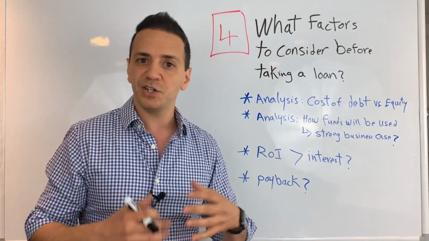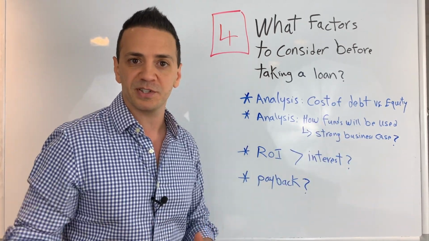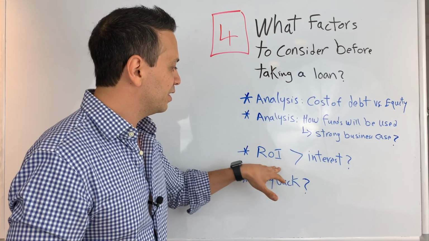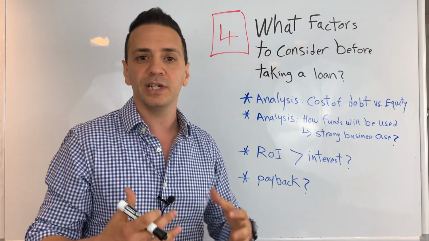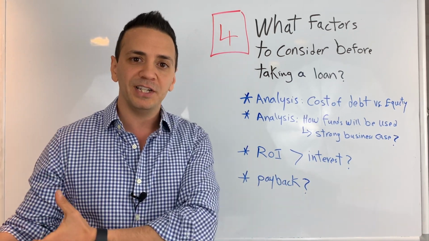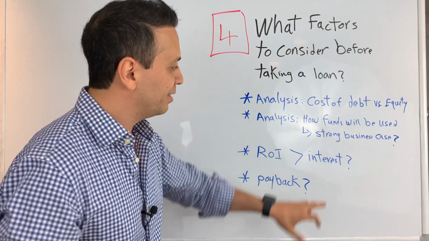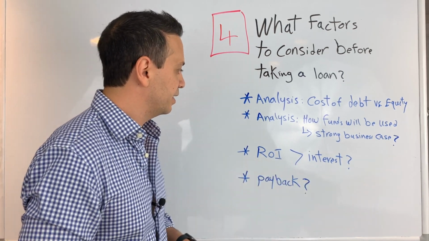If this loan has an interest rate of 20% or 30%, right, then the return has to be higher than that. So you got to make sure that the money you're going to make out of this deal is going to be higher than the interest. So this is the third thing you got to look at.